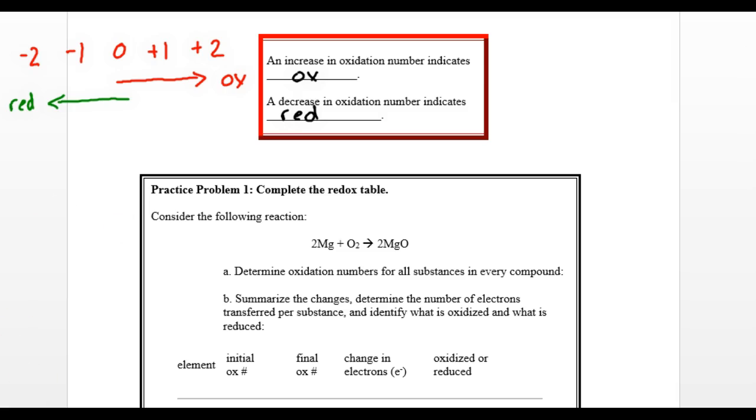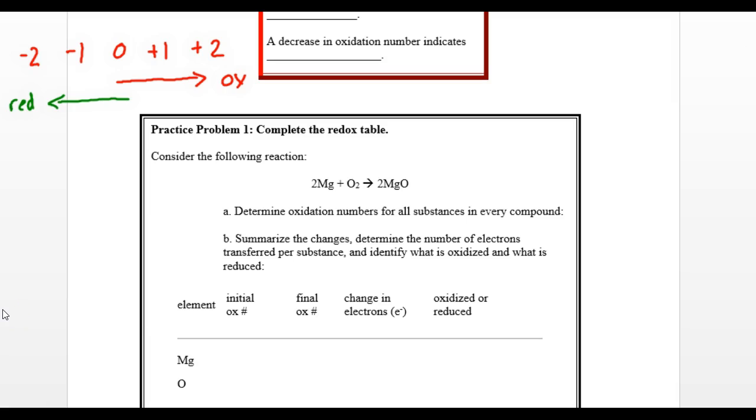Now it is your turn. You have a balanced chemical equation for the formation of magnesium oxide. You need to determine the oxidation numbers for each substance in the compound and complete the chart below. Please pause this video and give it a try. Both magnesium and oxygen start on their own and they will have an oxidation number of 0. Magnesium in an ionic compound has a 2 positive charge, therefore its oxidation number is positive 2, and of course oxygen is negative 2.